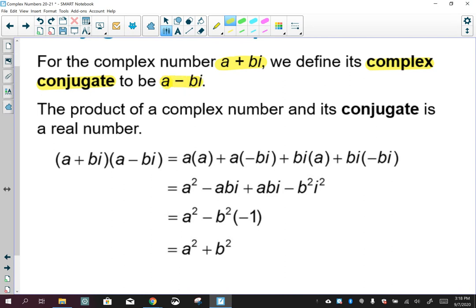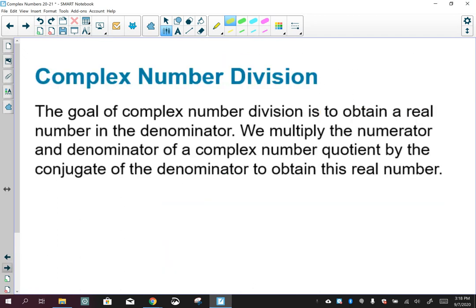A minus BI. When you go through this process, you will wind up on the bottom with an actual number, because just like with square roots, you can't have a complex number in the denominator. You actually have to have an actual number. So your denominator will be this right here. It will be an actual number, because if you look at how you fold everything out, this piece here will go away, leaving you with just the number. Okay, so let's take a look at this.